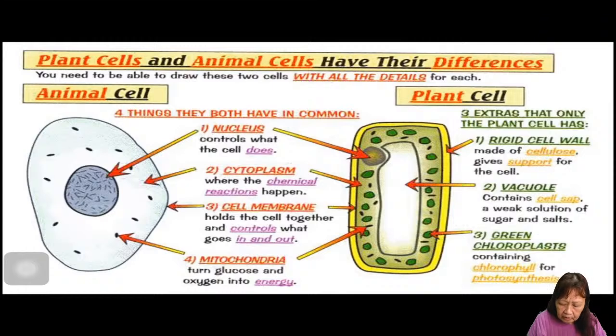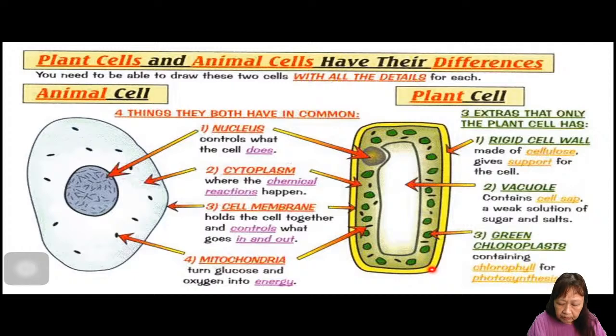So as you can see here, we have a basic comparison of plant and animal cells. They have four things in common. They both have a nucleus. Number 2, they have a cytoplasm. Number 3, they both have a cell membrane. And number 4, both of them have mitochondria.